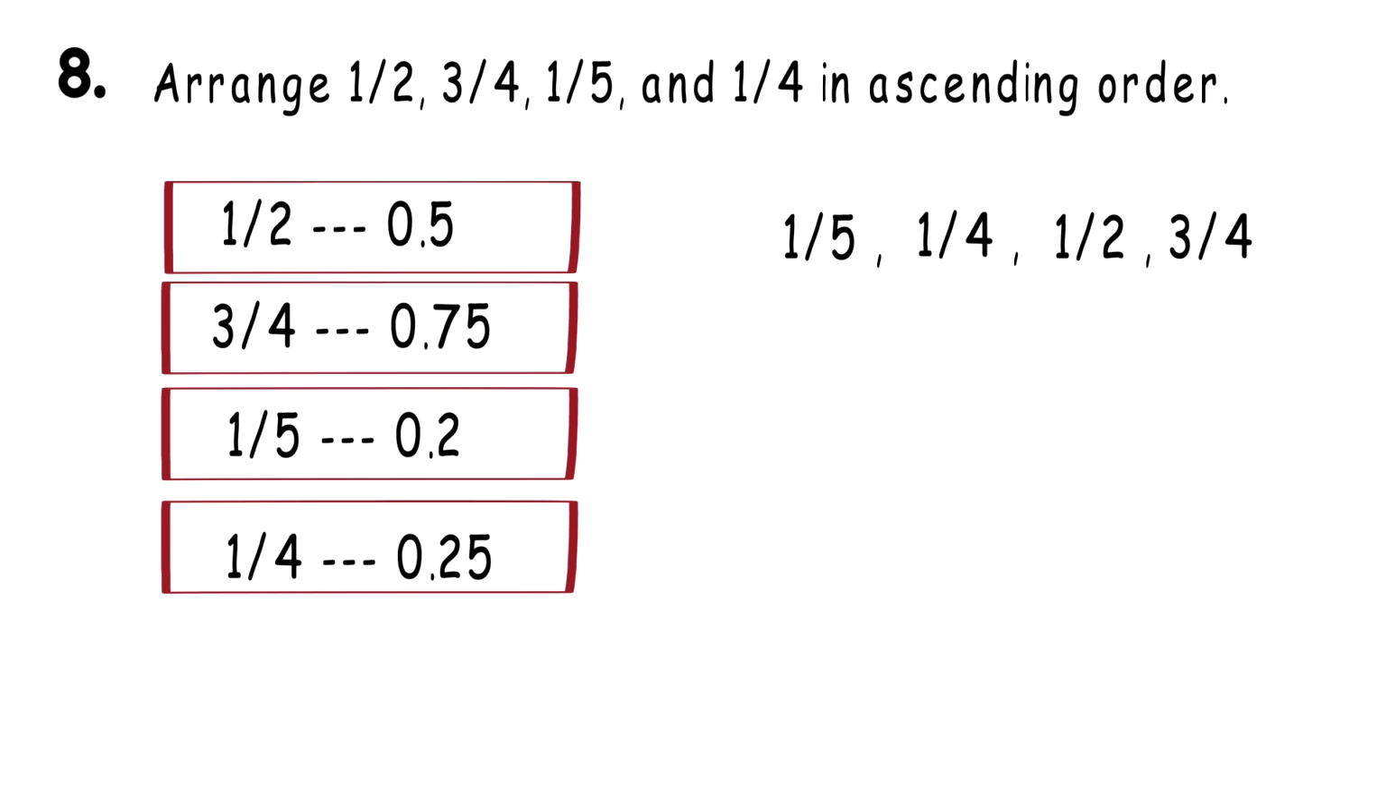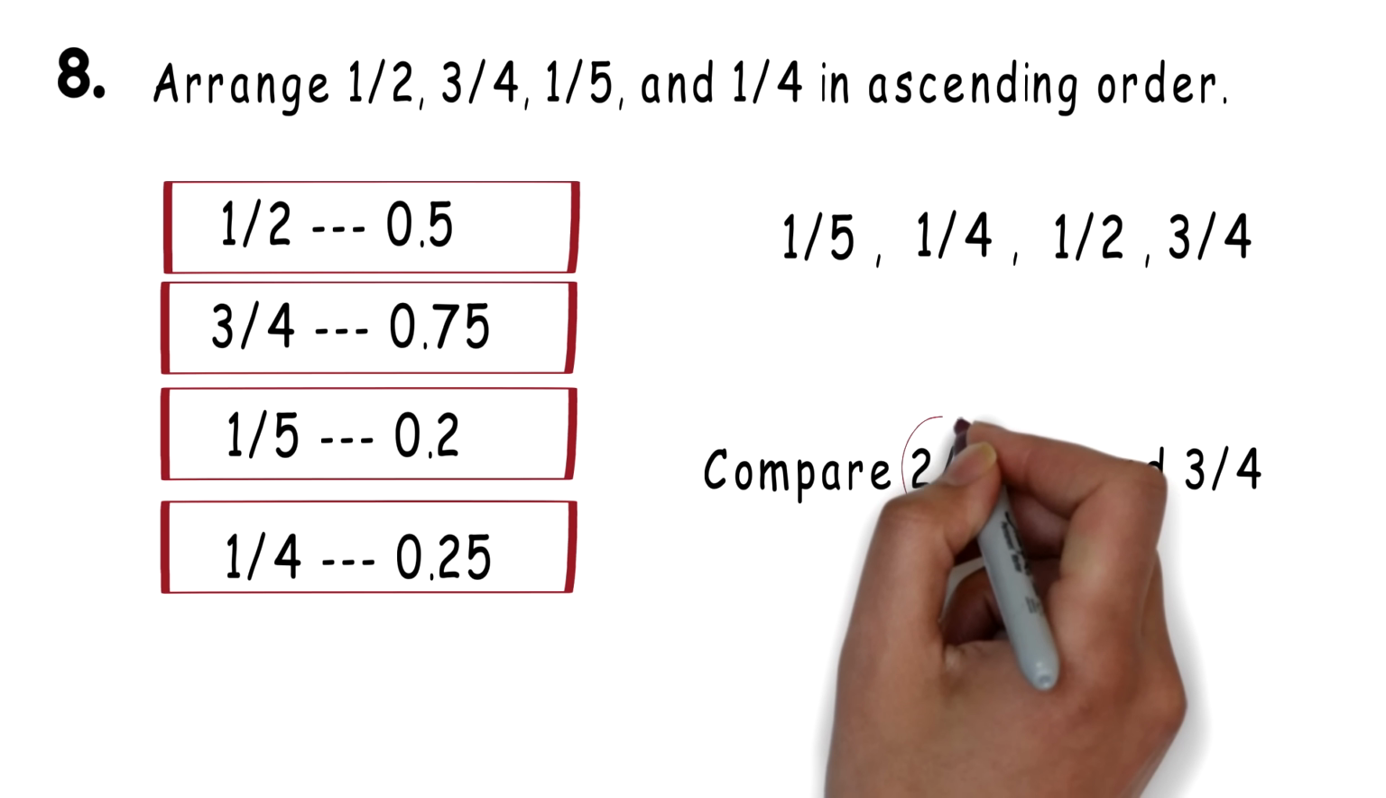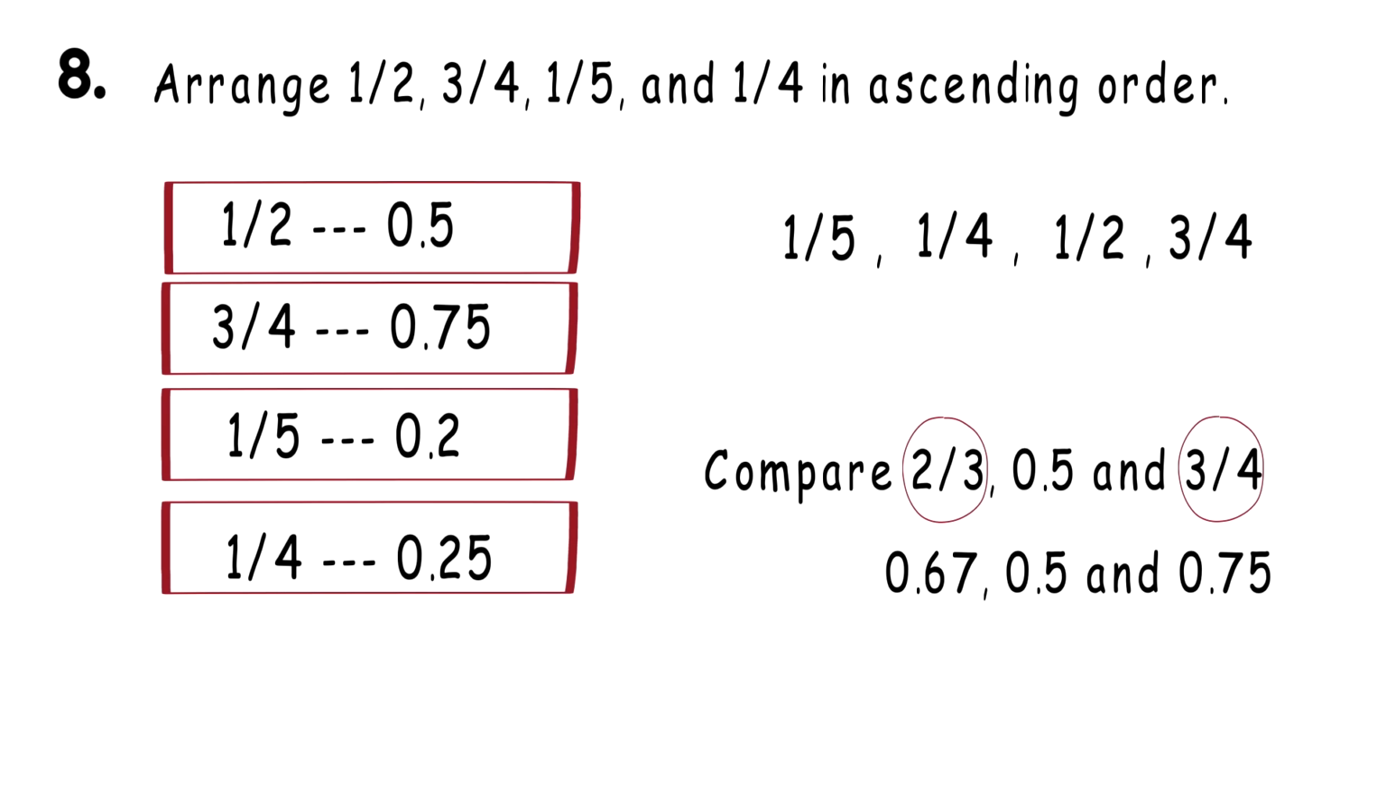Sometimes you will be asked to compare numbers with both decimals and fractions. Example, compare 2 over 3, 0.5, and 3 over 4. Same idea, change the two fractions into decimals and compare the three decimals.